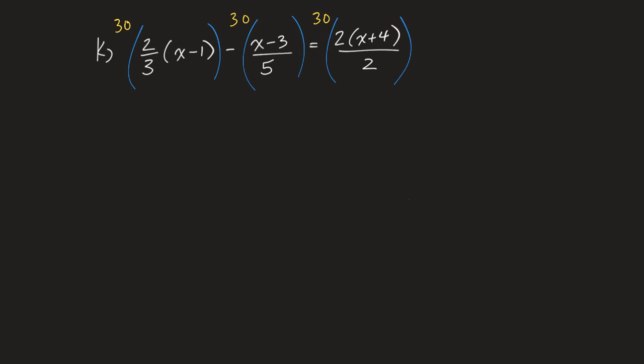But we're going to do the division first to clean it up. Because 30 divided by 3 is 10. 30 divided by 5 is 6. And 30 divided by 2 is 15. Okay, I'm taking a look at the first term I have now, and what that really is, my 10 times my 2 times my bracket.